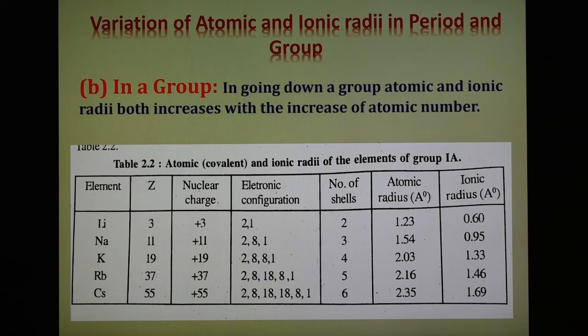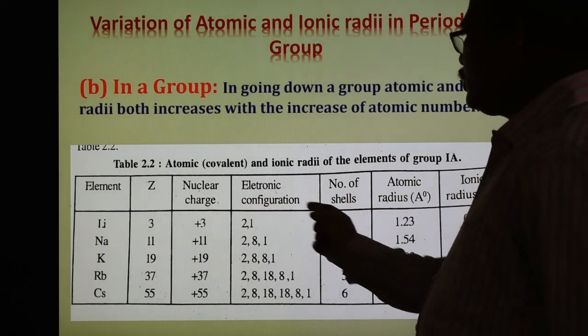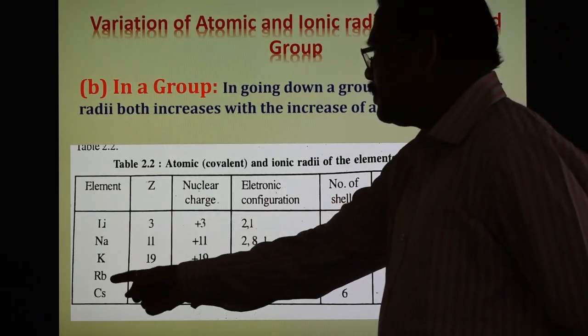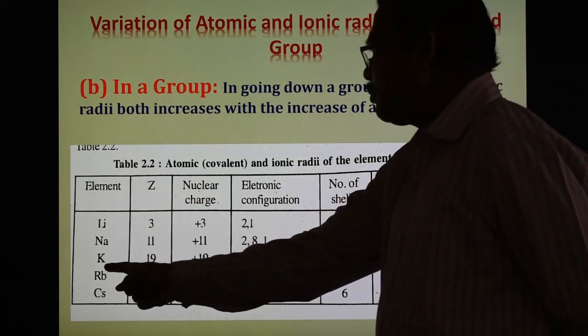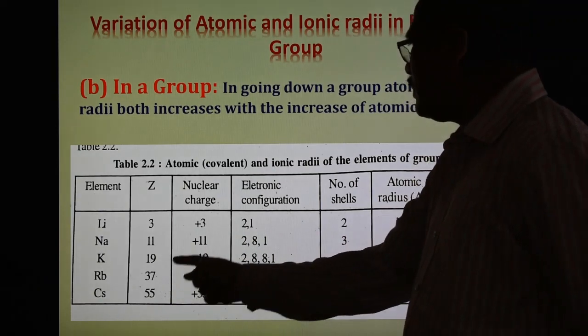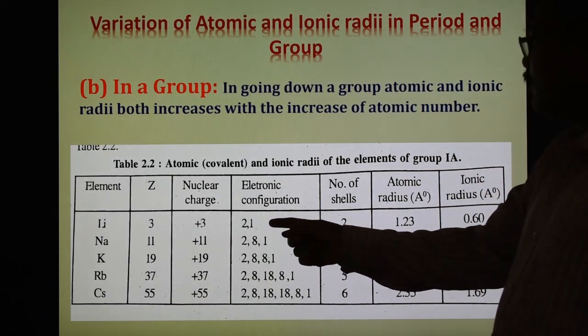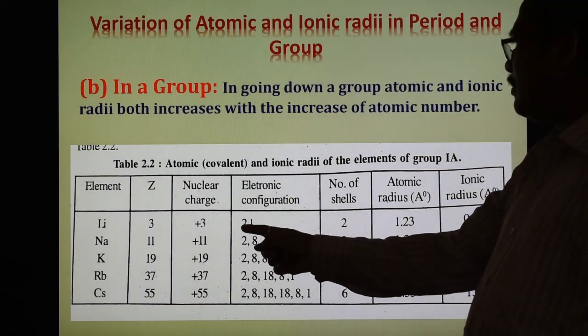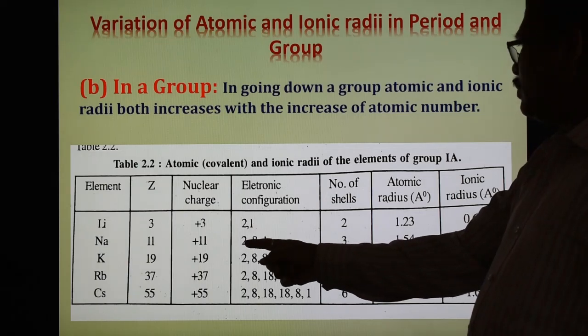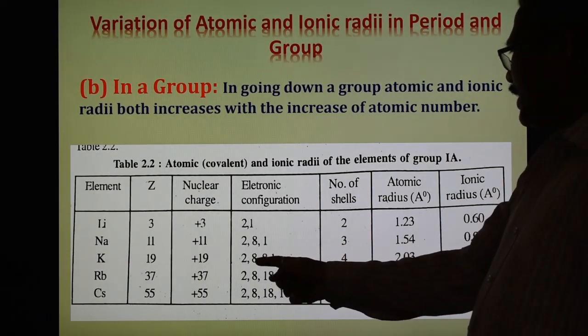Second is in a group. Now in going down the group, the atomic and ionic radii both increase with the increase of atomic number, and it is also explained in this table. These are the elements of group 1A: lithium, sodium, potassium, rubidium, cesium. Atomic numbers are there, and now see the electronic configuration of the elements. Lithium 2,1, 2 shells are here; sodium 2,8,1, 3 shells are here; potassium 2,8,8,1.